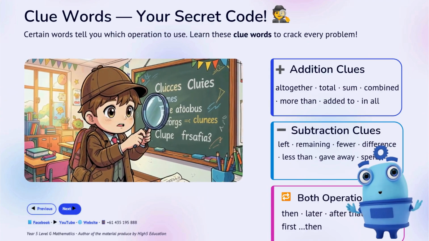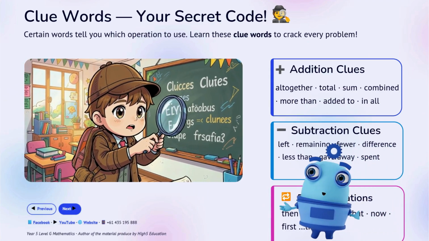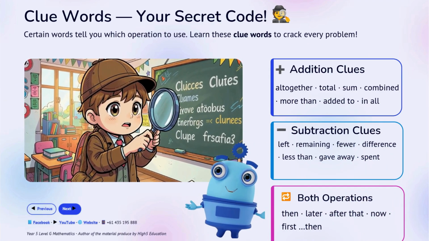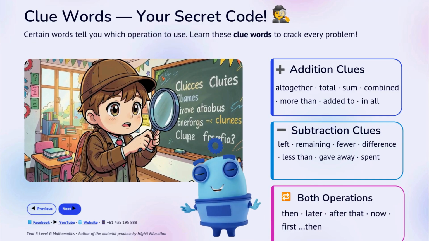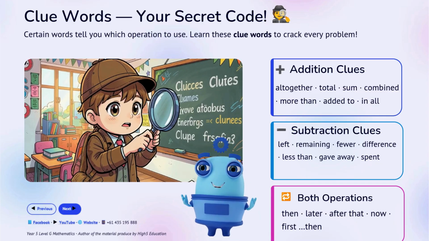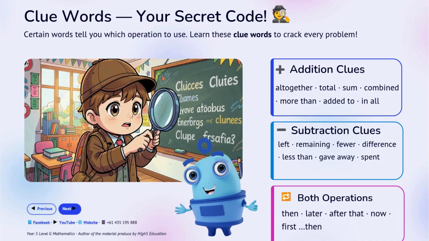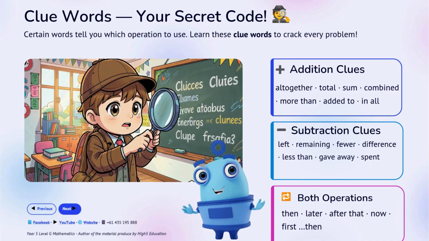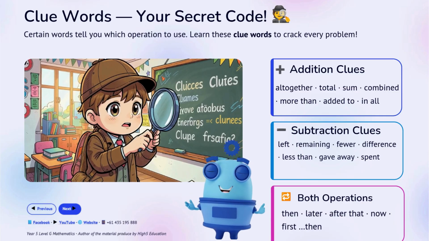In addition, the clues are altogether, total, sum, combined, more than, added to, in all. Another, in terms of subtraction, the clues are left, remaining, fewer, difference, less than, gave away, spent. Lastly, in both operations the clues are then, later, after that, now, first, then.